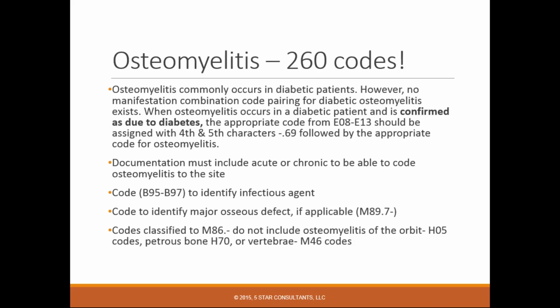If there's a major osseous defect, you do M89.7, similar to how we do today. And then osteomyelitis of the orbit and petrous bone are in H chapters, and vertebrae are in M46 codes. So we don't see the H ones often, but we do see vertebrae. So if you look up M86, you'll be directed to go to M46 if you're looking at vertebrae.